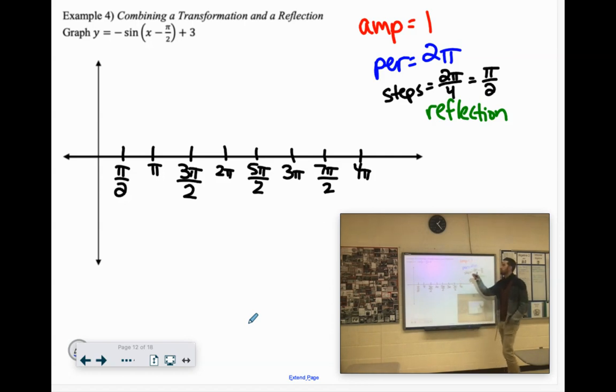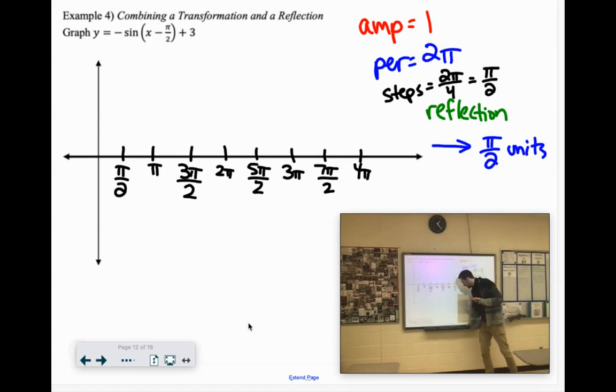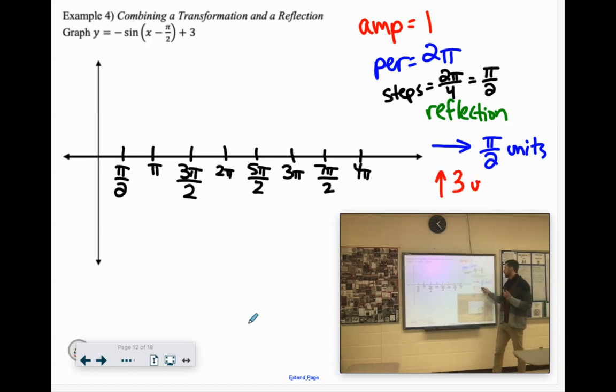I see the minus pi over 2 in the parentheses with the x. That is a right or left translation. So that's going to shift it to the right, pi over 2 units. And then the plus 3 at the back, that shifts it up 3 units. So we're starting half pi to the right, 3 up.